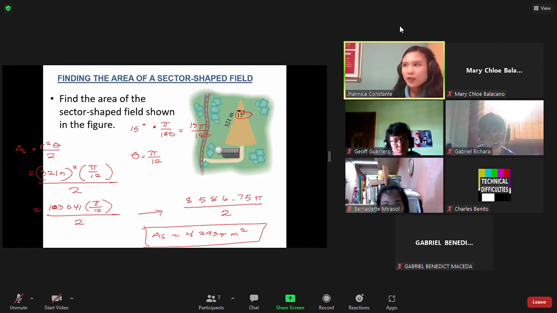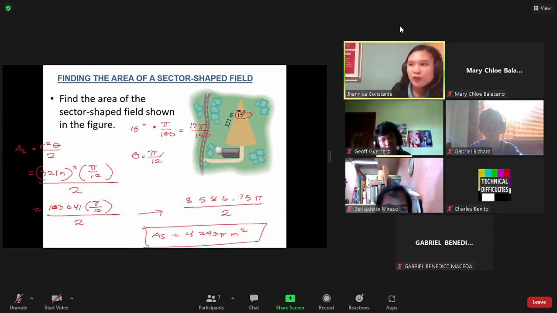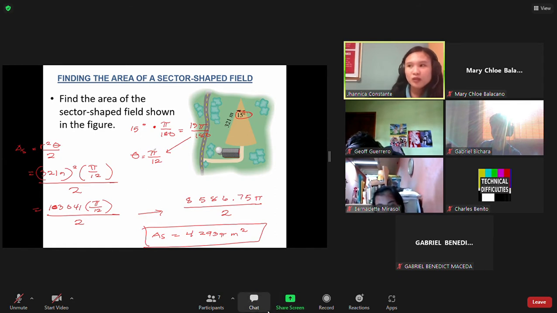So let's have another example. Yes, po? Where'd you get the pi over 12? The pi over 12, we get by simplifying the fraction 15 over 180. Okay. Since the simplified form of 15 over 180 is 1 over 12, and we don't need to write 1 anymore. That's invisible 1. So we only have pi over 12.